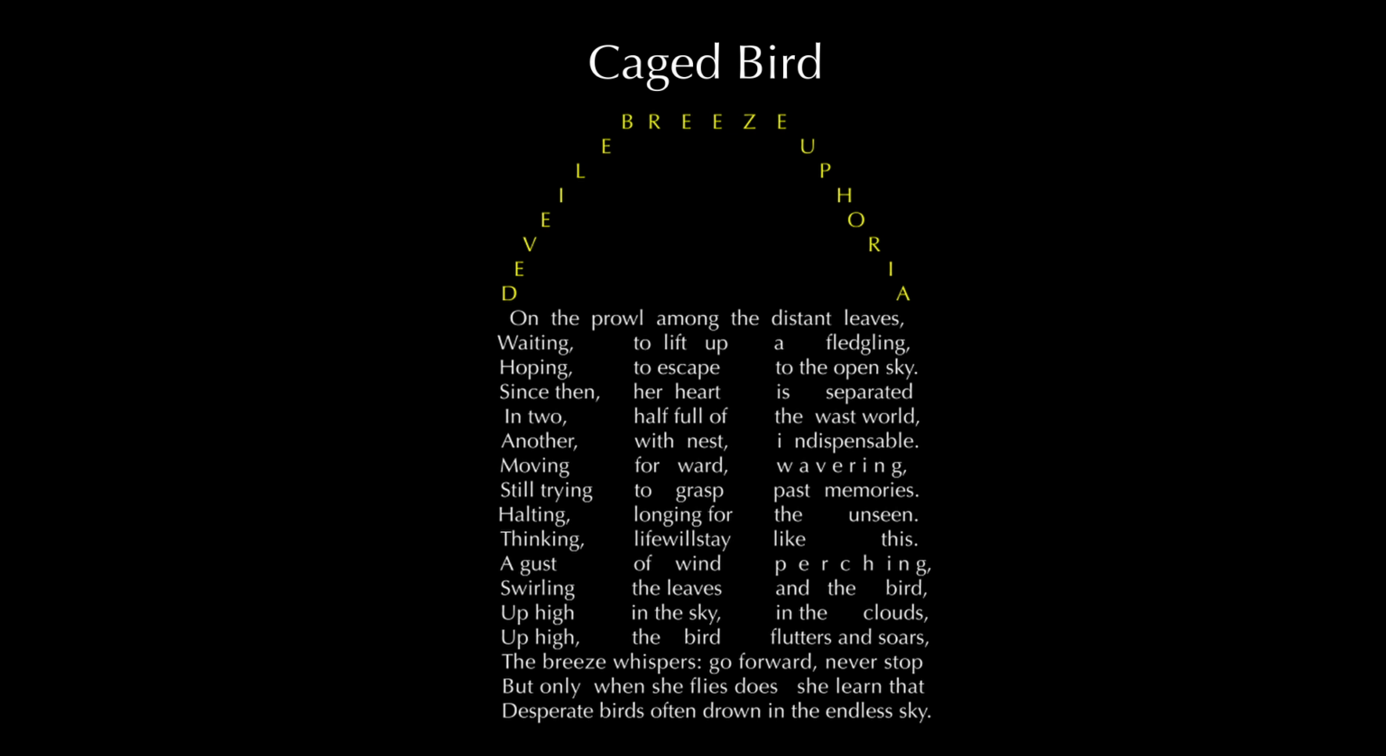The poem describes a bird longing for freedom, but after it escapes, the poem ends: desperate birds often drown in the endless sky.